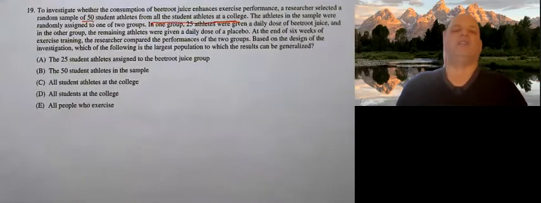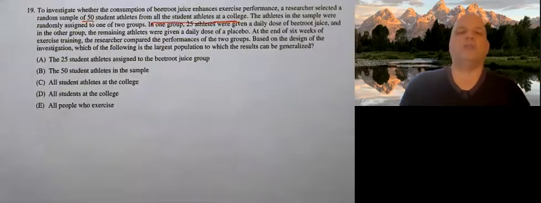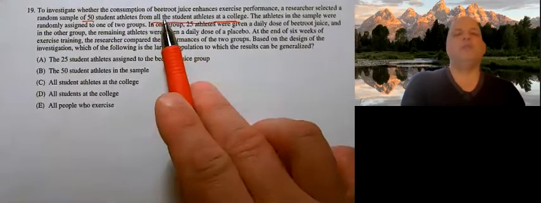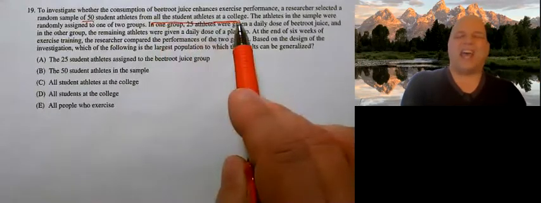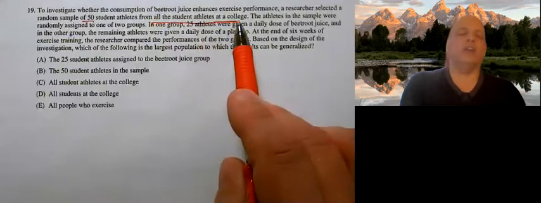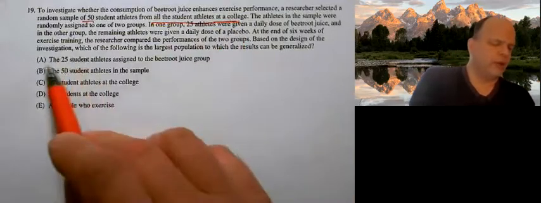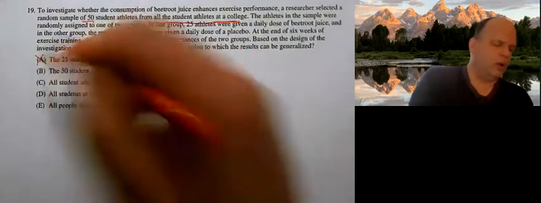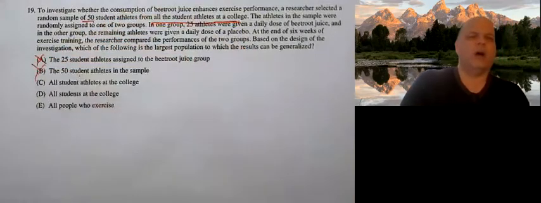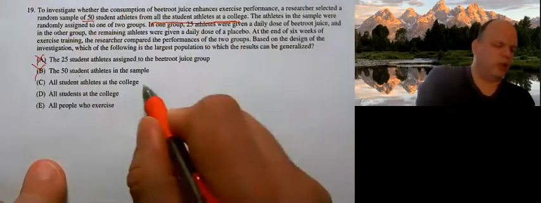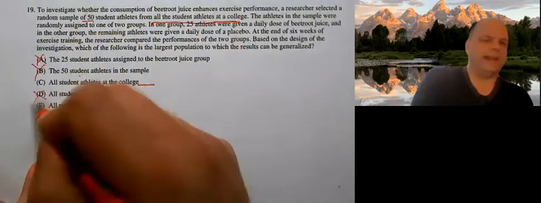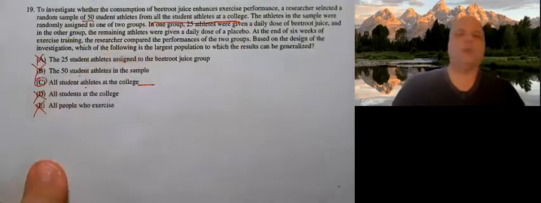Based on the design of the investigation, which of the following is the largest population to which the results can be generalized? All right. So basically, we should be generalizing to student athletes at that college. Not all student athletes, not all people at the college, only student athletes at the college. So the 25 student athletes assigned, no, no. All student athletes at the college, that looks pretty good. All students at the college, no, it has to be athletes. All people who exercise, no. We only checked it at one college and we only checked the student athletes. So 19 is C.